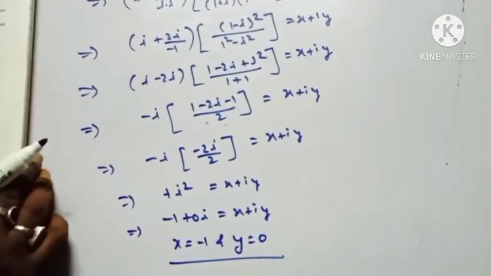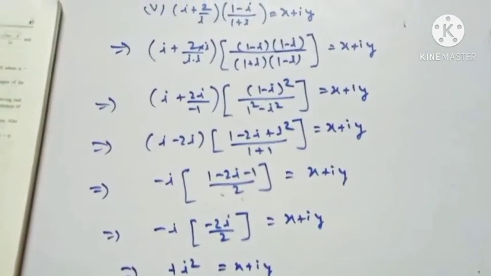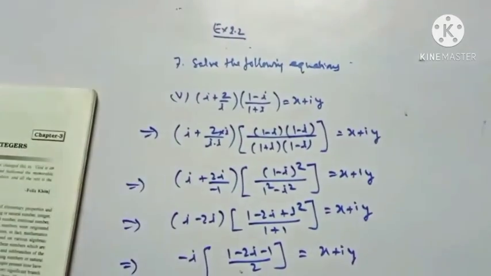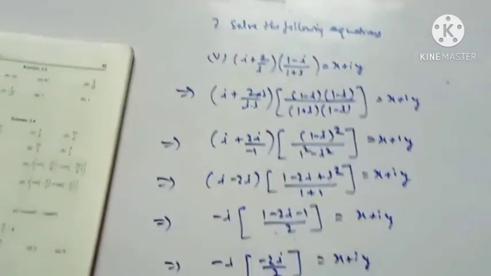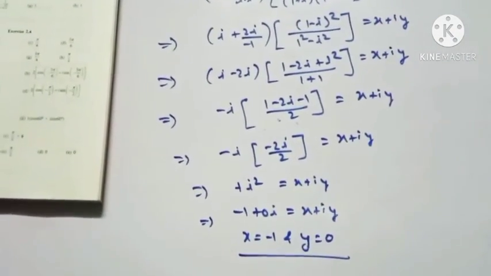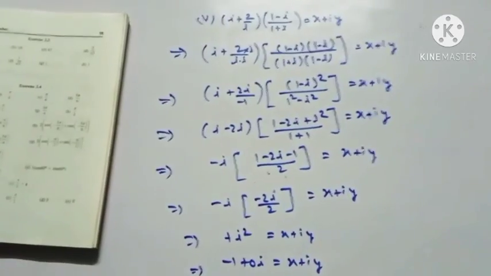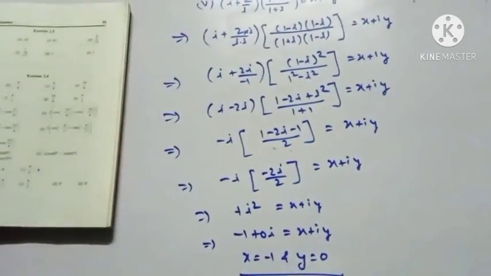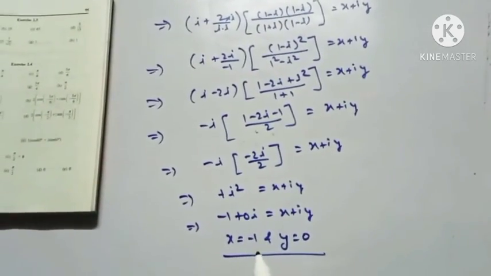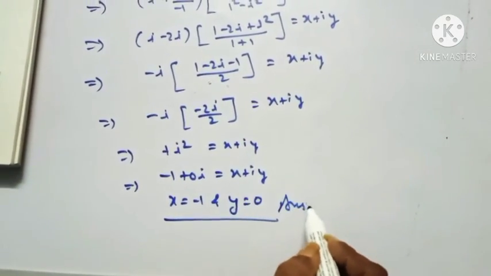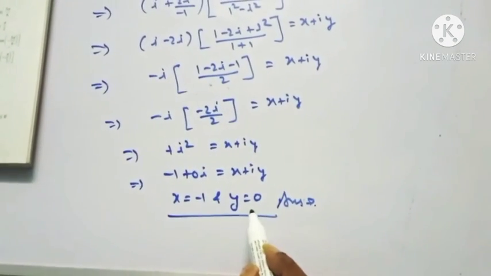Let me check the answer. Exercise 2.2, question number 7, the last, fifth one. The book says x is minus 3 and y is equal to 1. But I have got x equal to minus 1 and y equal to 0. Well, I think the back answer can't be minus 3 and 1. It is x equal to minus 1 and y equal to 0. This is correct.